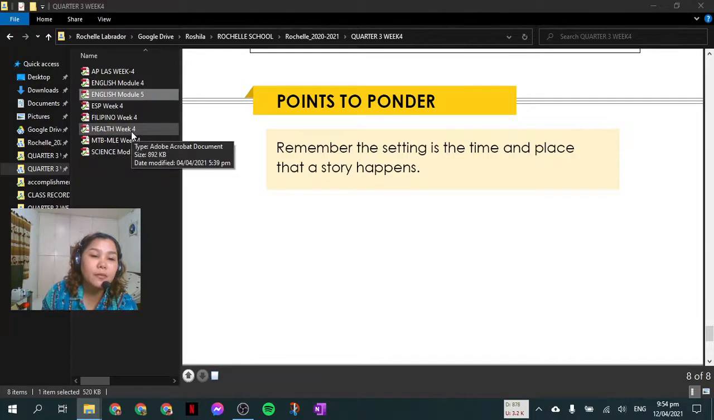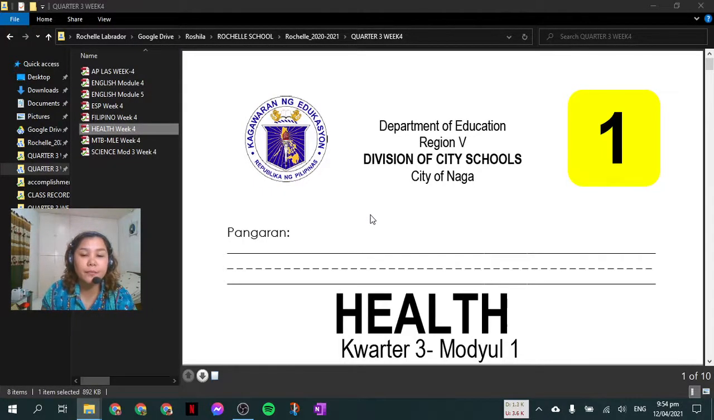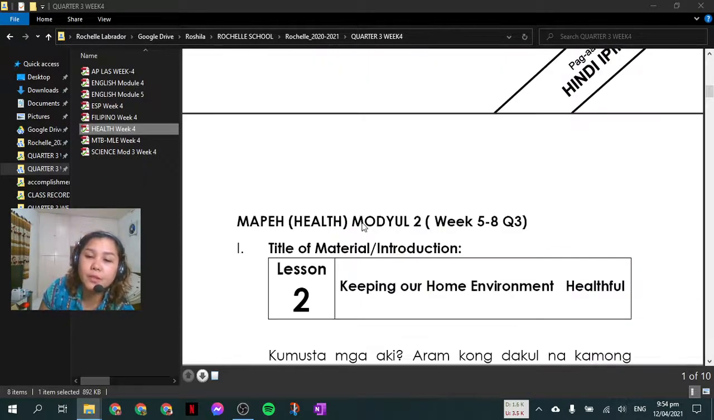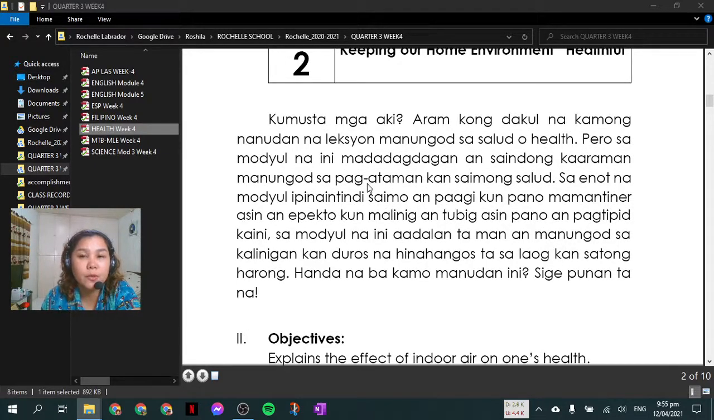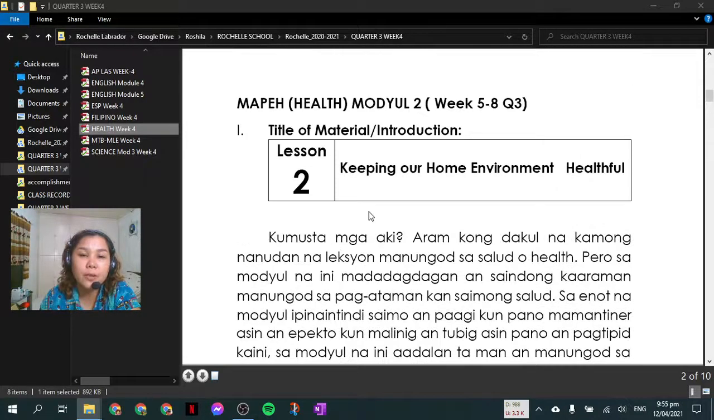Okay, next, for health. Health, quarter 3, module 1. What is this about? Keeping our home environment healthful. It's related to ESP and AP, but this time, about the home environment, being clean and orderly. This one focuses on health, while AP is about responsibilities and what should be done. But the similarity is that it's about having a good or nice environment, nice setting.